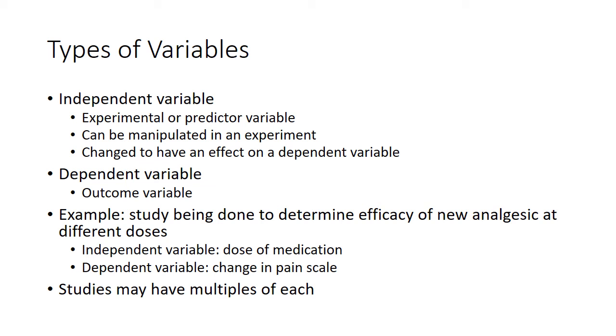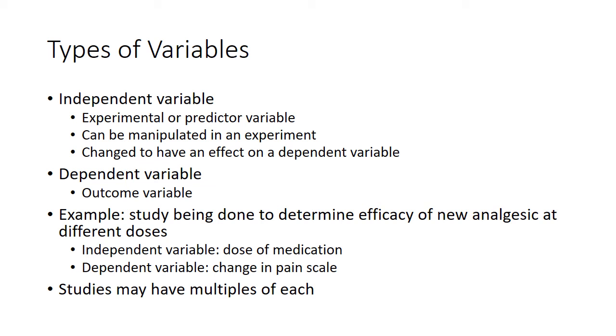The dependent variable is going to be the outcome that occurs secondary to whatever you are changing with the independent variable. For example, if we were doing a study, we're trying to look at how efficacious a new analgesic would be at different doses. The independent variable would be the dose of the medication that we would be setting, whether it's 10, 20, 30 milligrams, and then the dependent variable, which depends on the dose of the medication, is the change in pain scale.